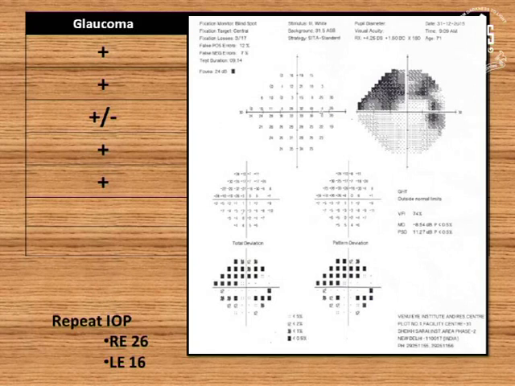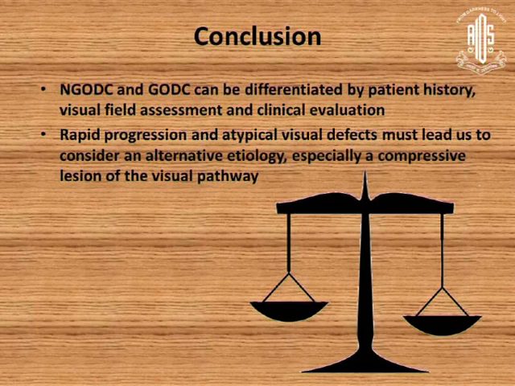But looking at all these factors, the overall picture, if it favors glaucoma, then you need to re-look at certain factors. So in this case, we just repeated the IOP again, and we found that the IOP in the right eye was actually 26-28, and the field defect shows a dense biarcuate defect, which is definitely typical of glaucoma. So in conclusion, non-glaucomatous optic disc cupping and glaucomatous optic disc cupping can be differentiated by patient history, visual field assessment and clinical evaluation. Rapid progression and atypical visual field defects must lead us to consider an alternative etiology, especially a compressive lesion of the visual pathway.